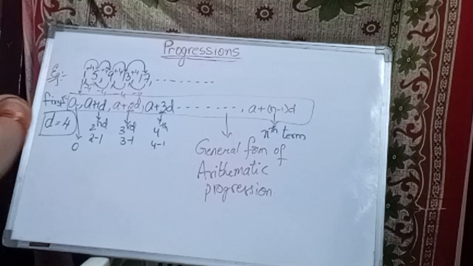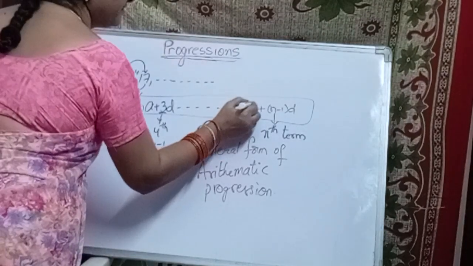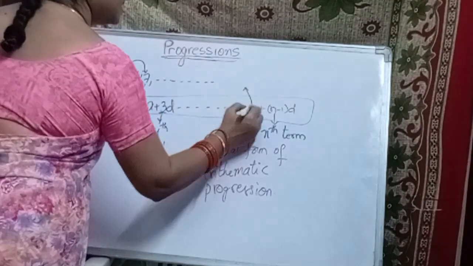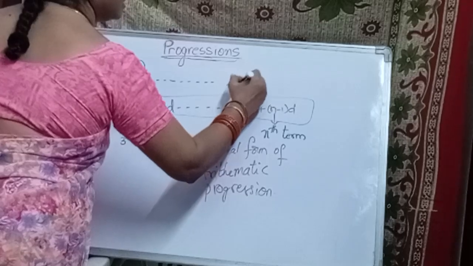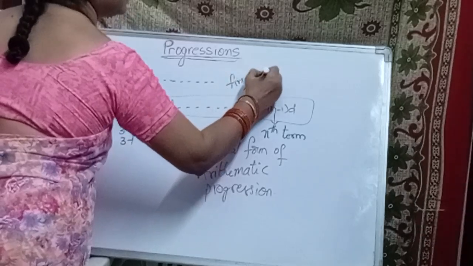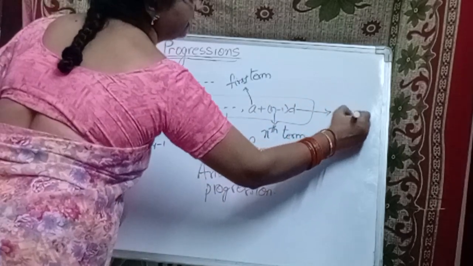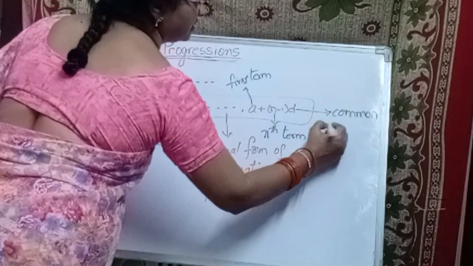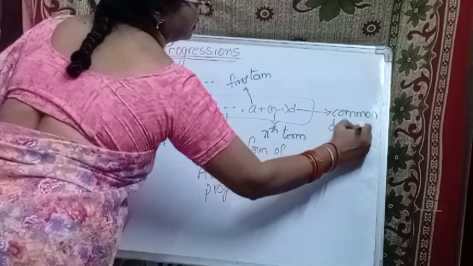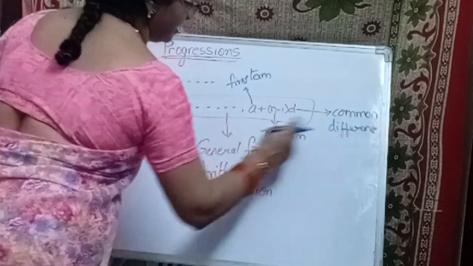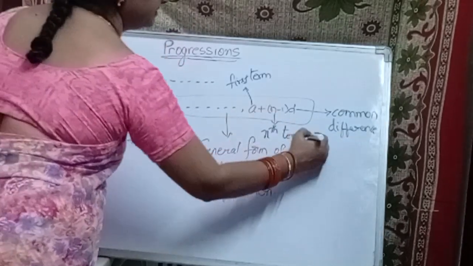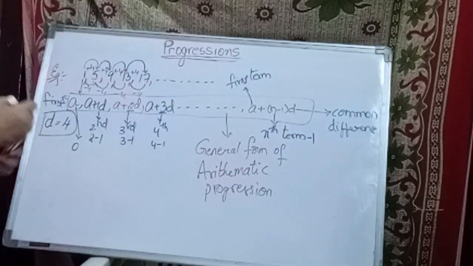Arithmetic progression. In this, if you observe, each term is given. A is the first term and D is the common difference. And this is the nth term: A plus (n minus 1) D.